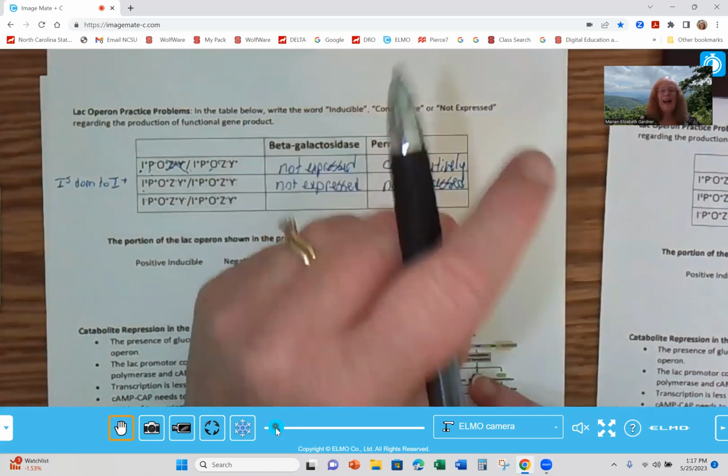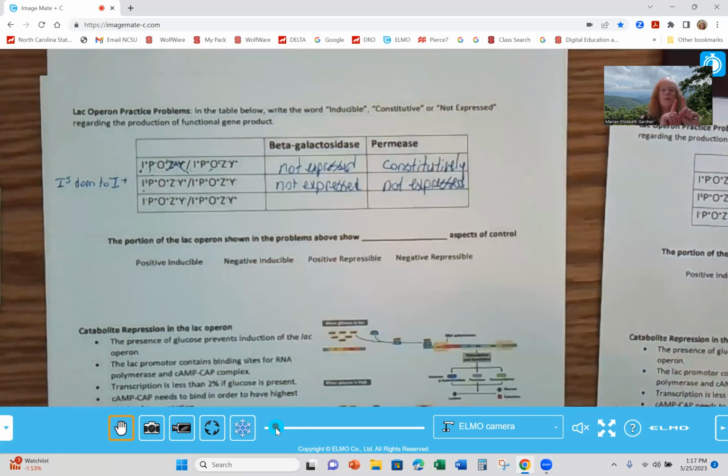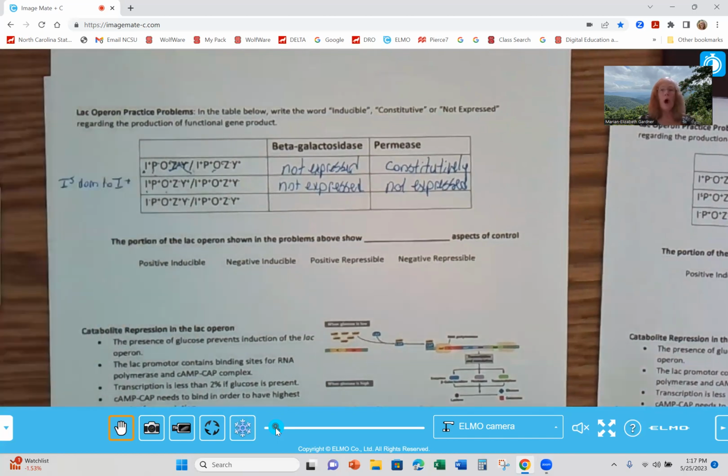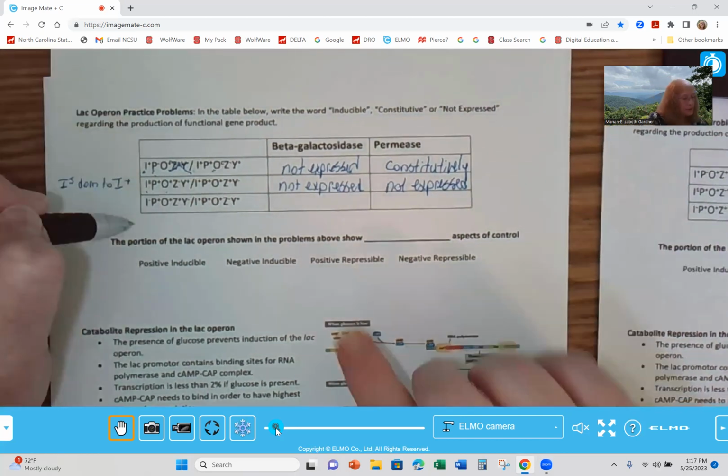Remember, the repressor acts in a trans manner, which means it can affect both pieces of DNA in the cell. And it does that because it's a protein. It goes and floats all over the cell. Something like a promoter and an operator are cis acting. They only are going to affect that same piece of DNA.